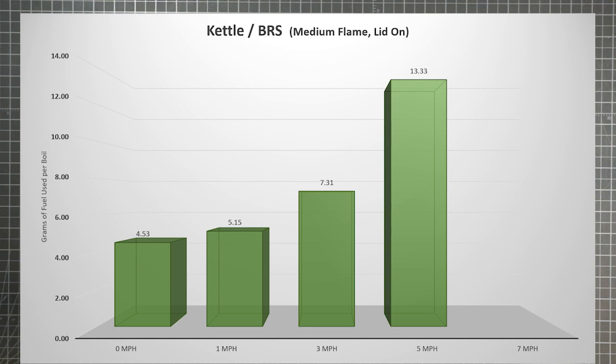Then you just repeat the series again, this time on medium flame. With a stronger flame to help overcome the blowing of the wind, you can now push the system all the way to 5 miles per hour. The efficiency is poor, but you will be able to boil eventually.